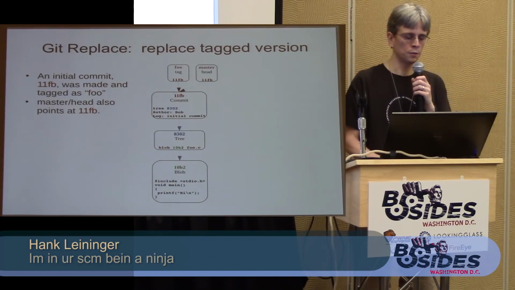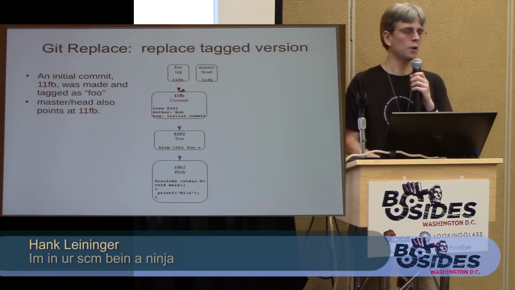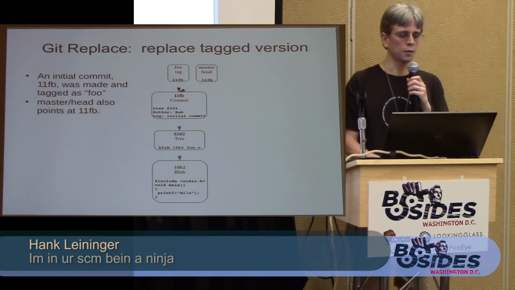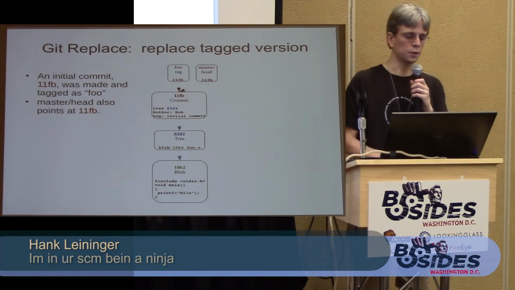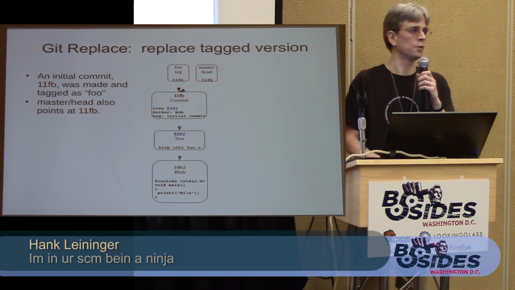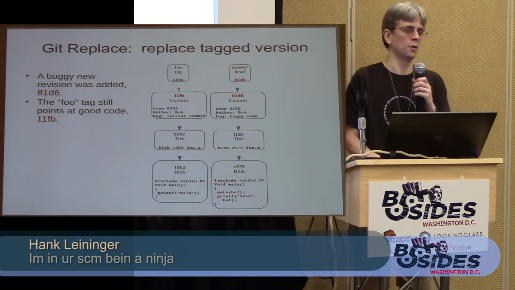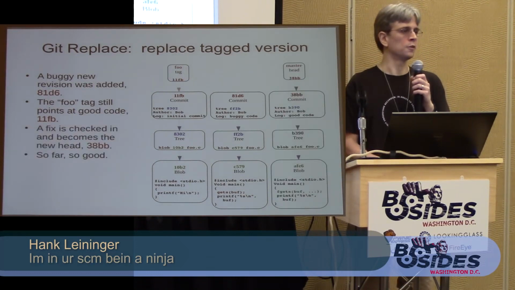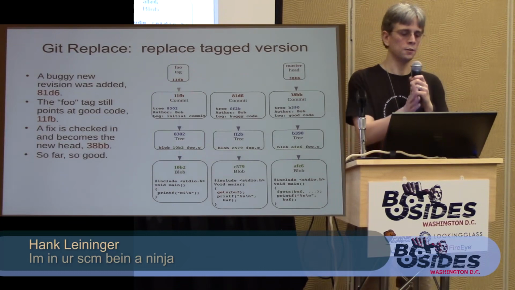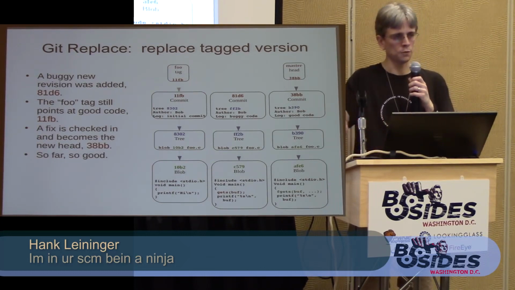So in a scenario here, we have an initial commit that contained safe, boring code, and a tag named foo that pointed to that. Then another revision was added. The new revision was buggy, was insecure. Foo still points at the original, which was safe but had fewer features. And then another revision is added that fixed the bug that was just introduced. Head is now pointing there.